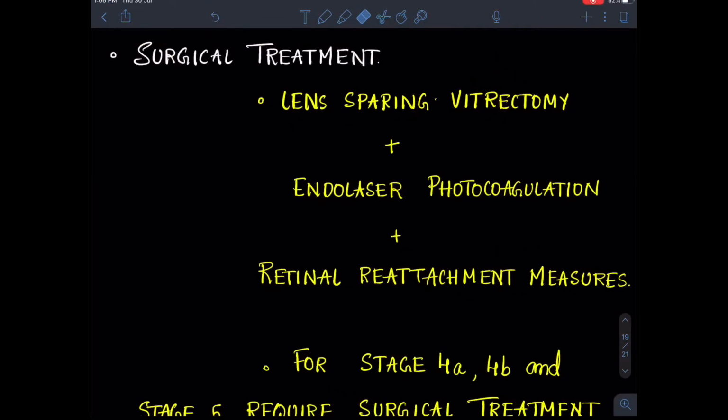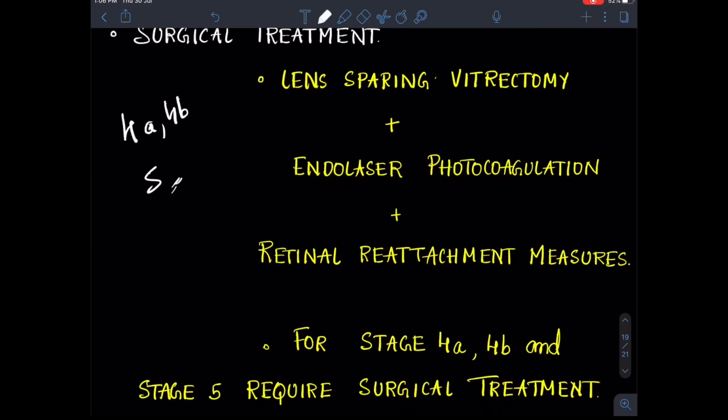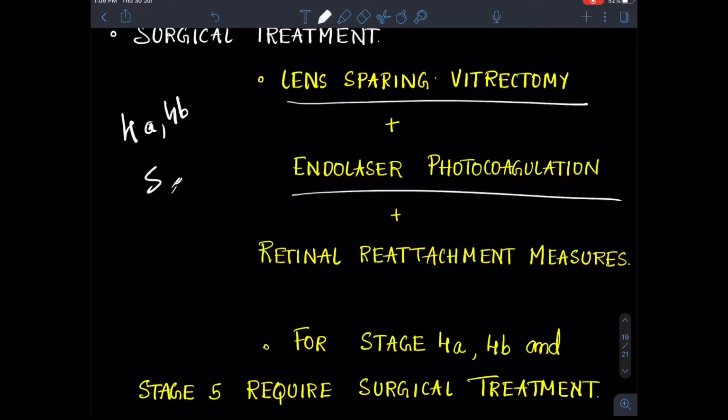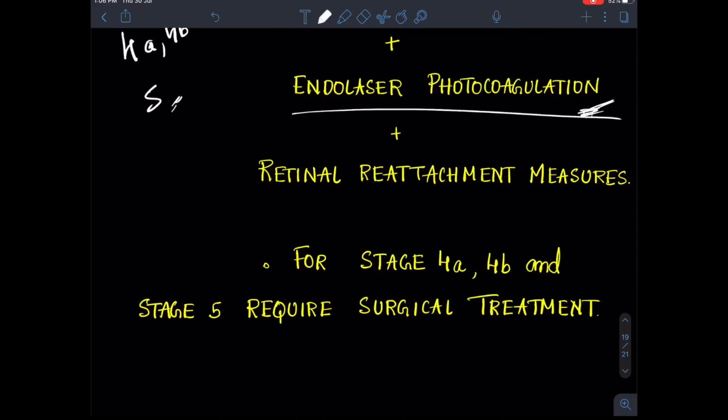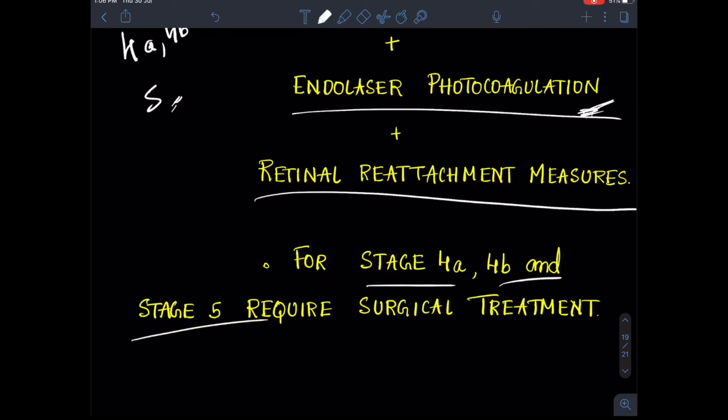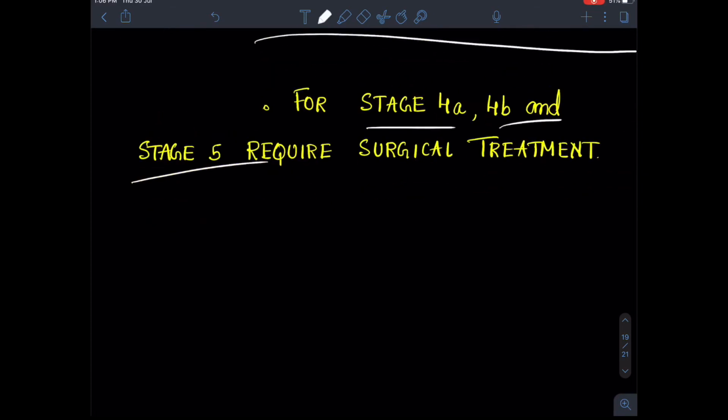Okay, now coming to surgical treatment. Surgical treatment is required for all the stages in which there is retinal detachment, that is 4A, 4B and stage 5. Under surgical treatment we do lens sparing vitrectomy. Lens sparing vitrectomy is done with endolaser photocoagulation. This is done to cauterize the retinal tears, and then retinal reattachment measures are taken. This is for stage 4A, 4B and stage 5, as I have already mentioned. This is the surgical treatment.